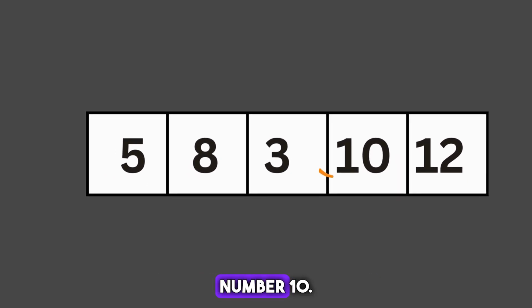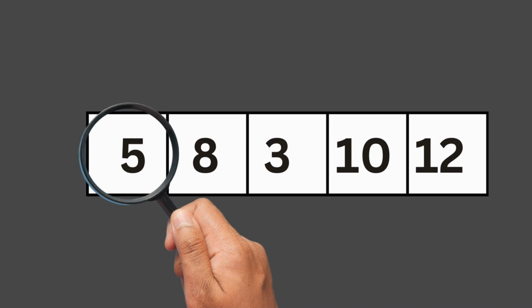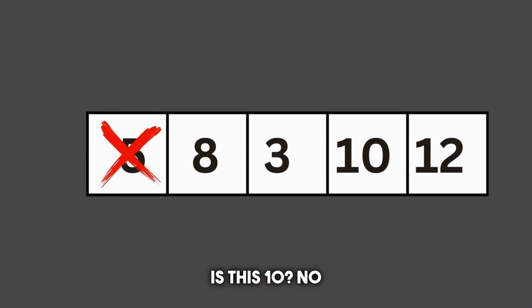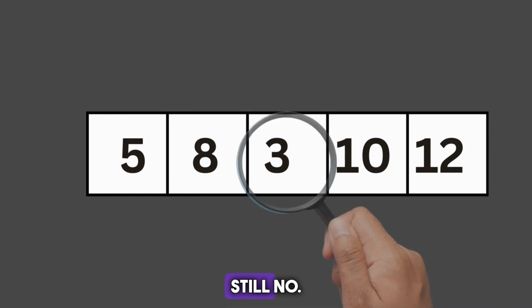Here's an array. Let's say we want to find the number 10. We start at the first element, which is 5. Is this 10? No. Next, we check 8, not this one either. Still no. Finally, we reach 10.